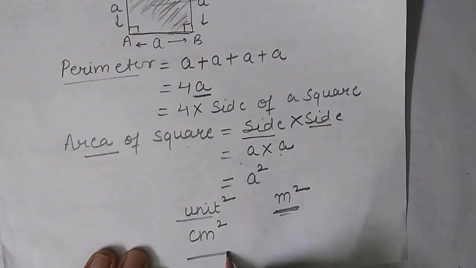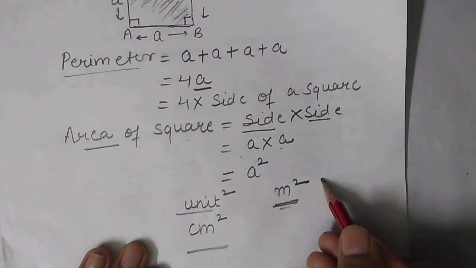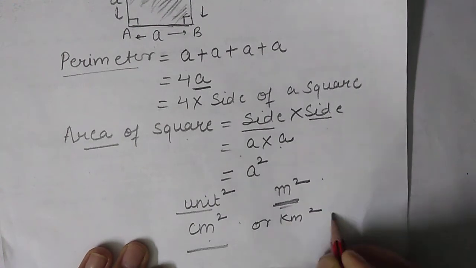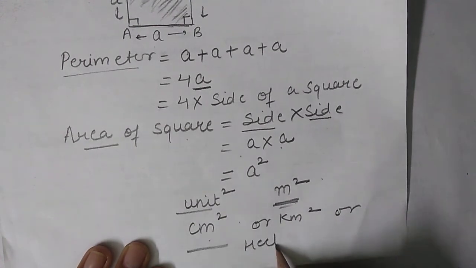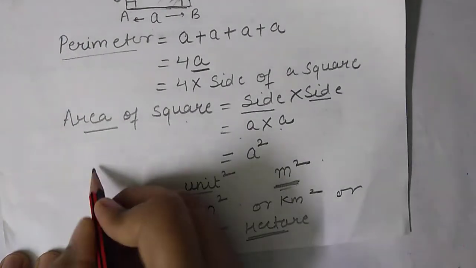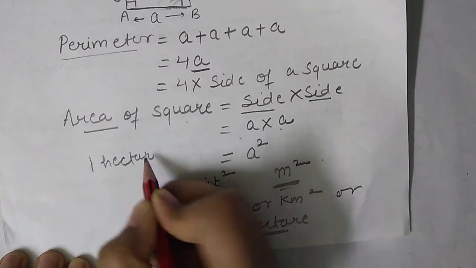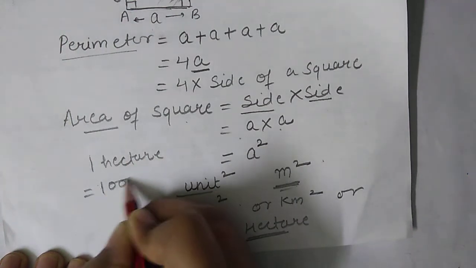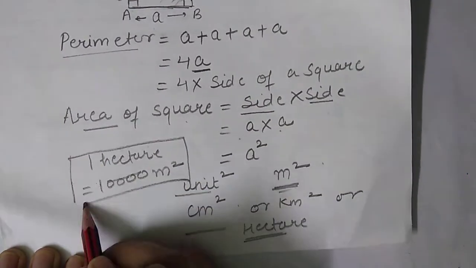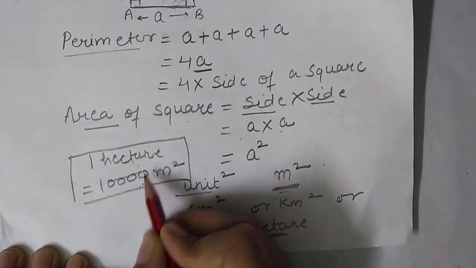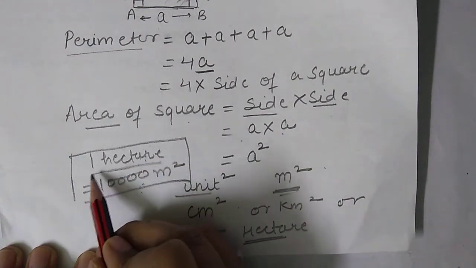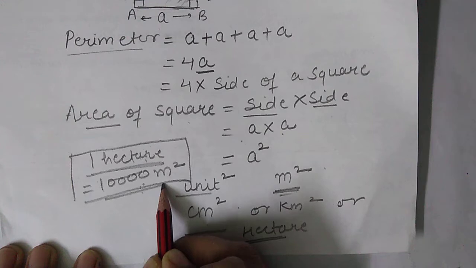Okay, so this is the unit of area, that is meter square or centimeter square or kilometer square, or hectare is also a unit of area, that is the bigger unit. Hectare is also the unit of area, and 1 hectare is equal to 10,000 meter square. This is the relation between hectare and meter square. 1 hectare is the bigger unit of area, and 1 hectare is equal to 10,000 meter square.